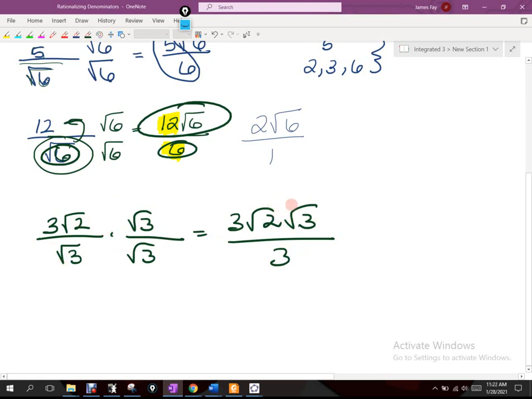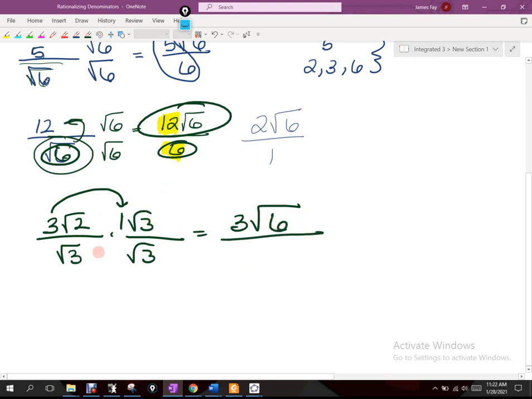But at this juncture, we'll never write an answer as 3 radical 2 radical 3. What is happening between these numbers up here? What operation? Multiplication. When I do multiplication of radicals, I do number outside times number outside, right? What's 3 times 1? 3. And now I do number inside times number inside. And then on the bottom, that becomes 3. And the 3's cancel out, and you're left with just radical 6.